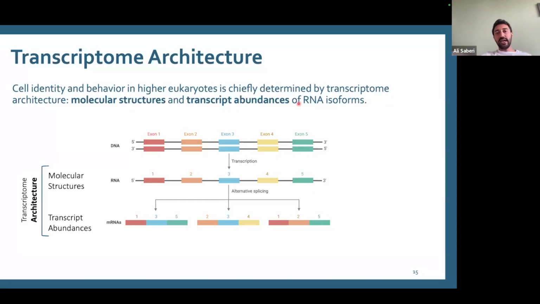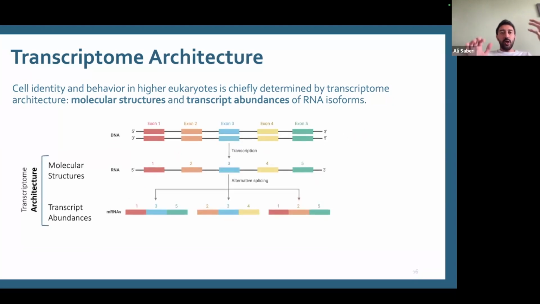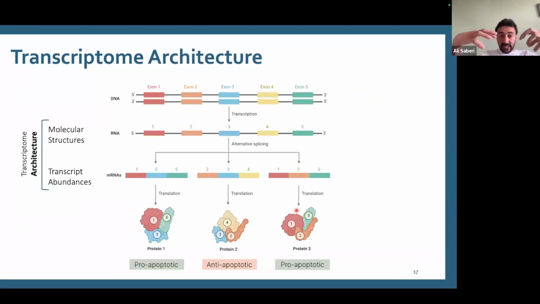As I explained, we have double-stranded DNA with exons and introns, and then we have transcription and RNA. This RNA would have a molecular structure, the exons and introns, and with alternative splicing, different molecular structures are chosen, with different abundances of them. Based on these different abundances of mature mRNAs, we would have different abundances of proteins.